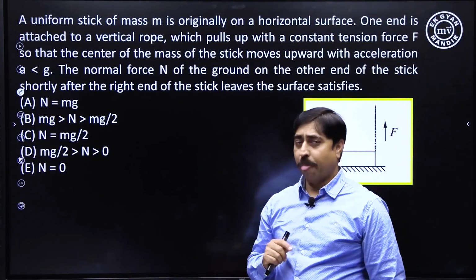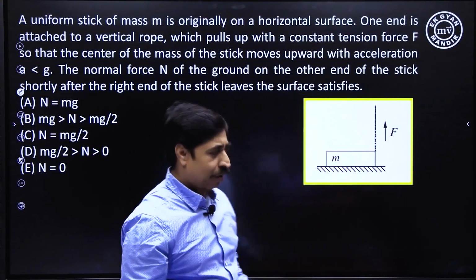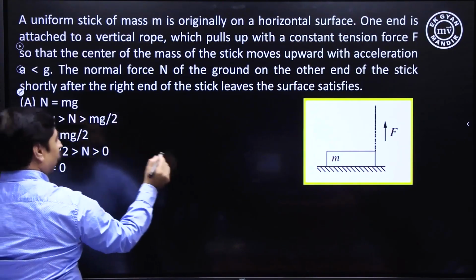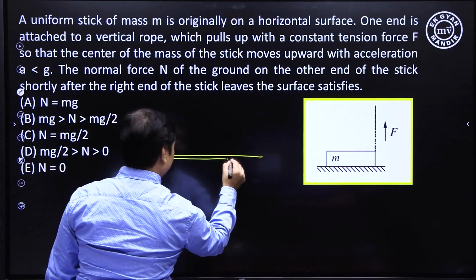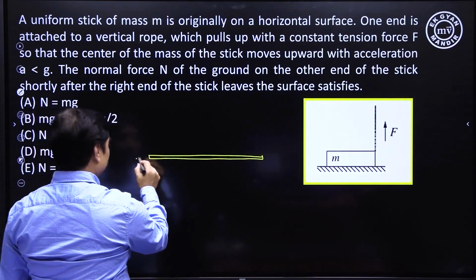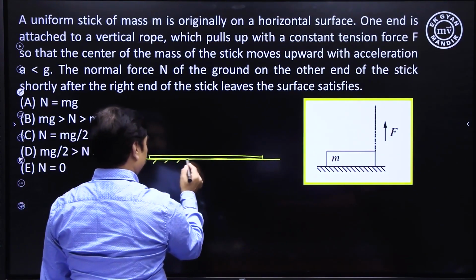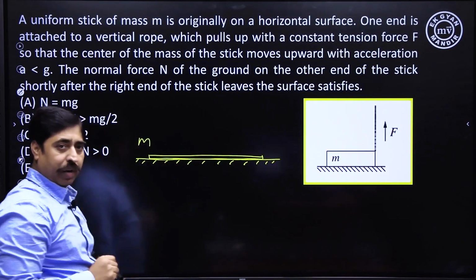Let's see what the question is. A uniform stick. Actually, in the diagram it looks like a block, but it is actually a stick. I'll just redraw it. It is a stick, that means it is very thin, right? Its thickness is negligible. It is a stick that is kept on a horizontal surface. This is a horizontal surface. Mass of the stick is m, right?